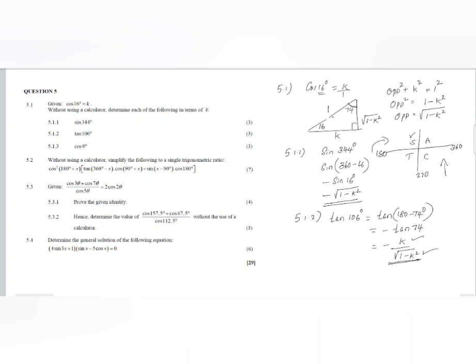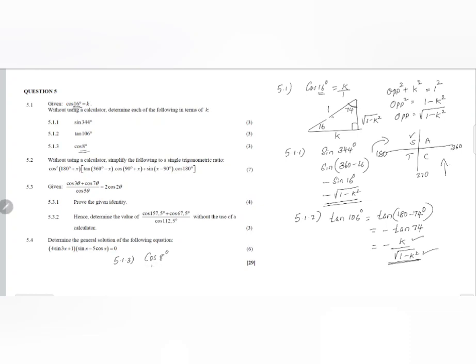Now coming to the last question in 5.1, that is 5.1.3. Let me write it here. 5.1.3. Cos 8 degrees. Cos 8 degrees is given. How do you express 8 in terms of 16? Can't you see that it's a double angle? 8 times 2 is 16, isn't it? So the double angle formula will help you. So double angle of cos, you can use it.